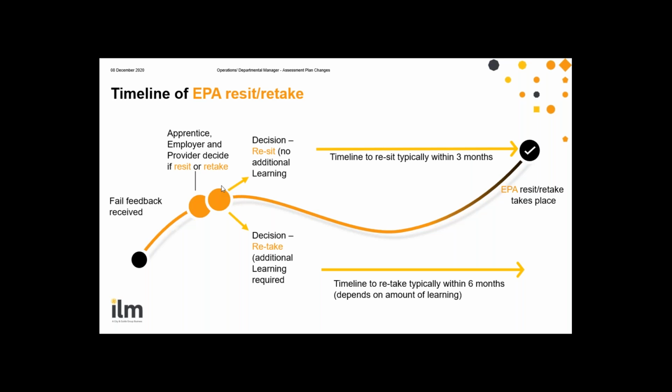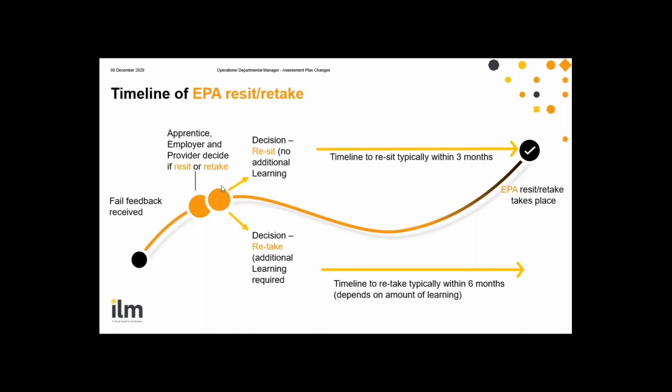And it could just be that the individual's presentation skills weren't particularly good, or they were very nervous and they didn't fully answer questions. So it might have just been the assessment method that became the barrier for them. And that would be an example of when maybe just a pure resit would be required rather than some additional learning. Great, thank you both.